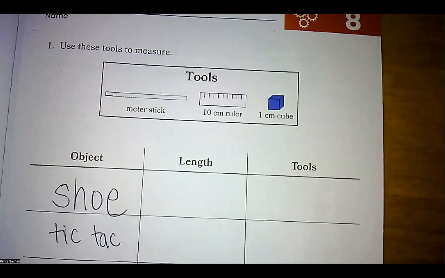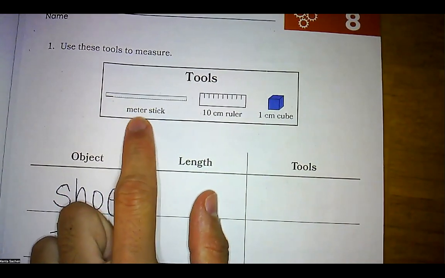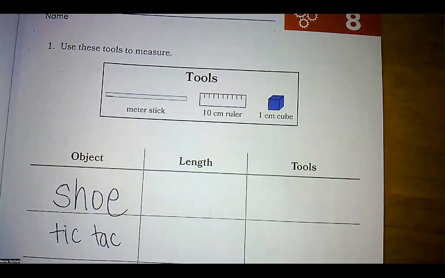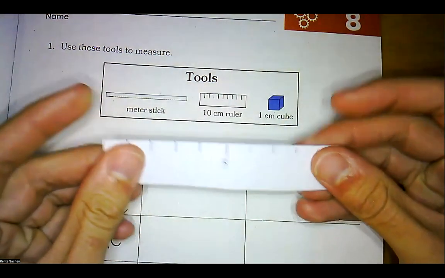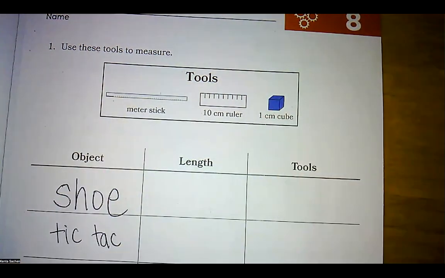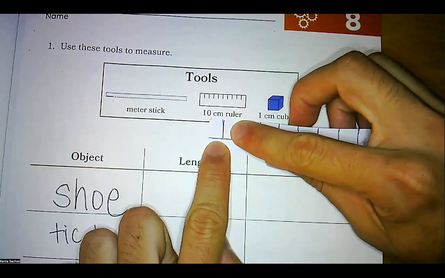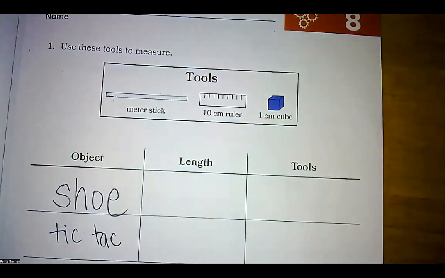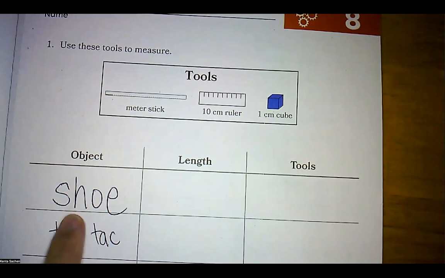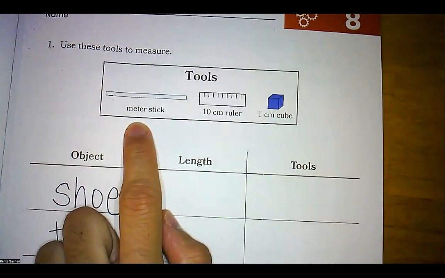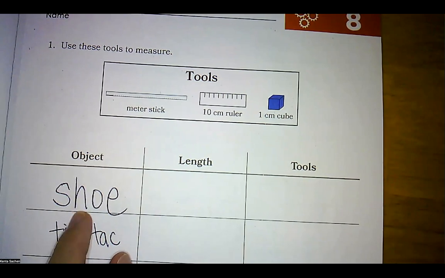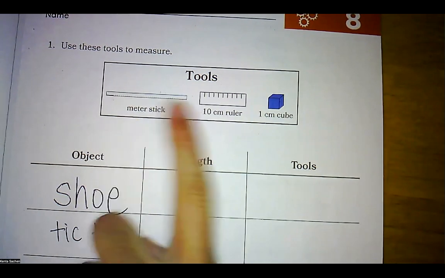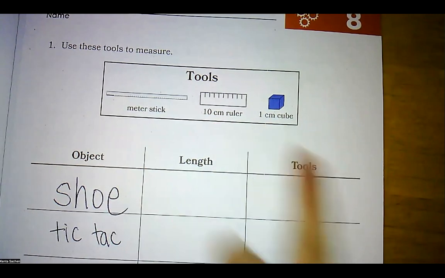Okay, so here are the tools that we could use. We can use the meter stick that we just talked about, a 10 centimeter ruler, like the one you have. I know yours is 20, but if you fold it in half, it becomes 10 centimeters, or a 1 centimeter cube, that's just one of these on your cube rulers. Now, let's say you're measuring your shoe. What would be the best tool to measure that? I'm not going to put my shoe up here again. But what do you think the best tool is to measure your shoe? Would it be a meter stick, a 10 centimeter ruler, or a 1 centimeter cube?